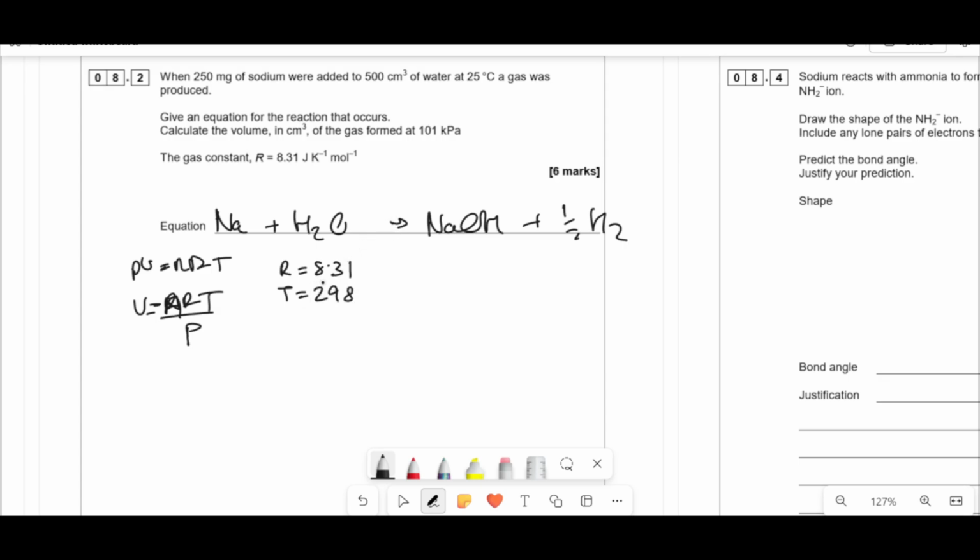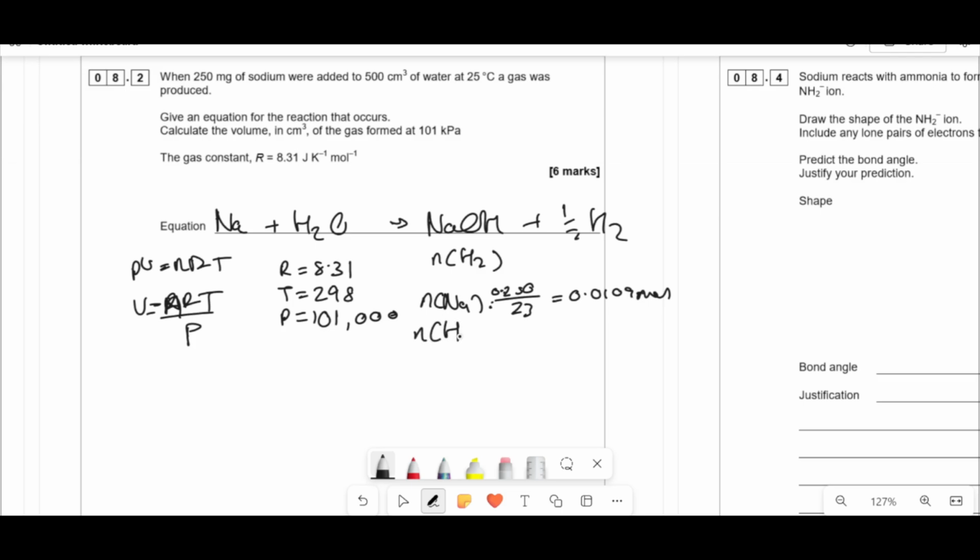What else do we know? We know that the pressure has to be in base units. You can't have kilopascals. It has to be 101,000. What we need to be able to do this is the moles of the gas that we're looking for, which is hydrogen. So we can work out the moles of the Na by doing its mass, 0.25. So it's 250 milligrams, so it's going to be 0.25 grams. Remember, because we're converting it over its MR, which is 23, which gives you 0.0109 moles.